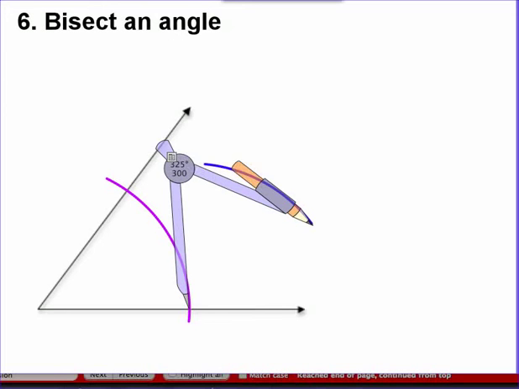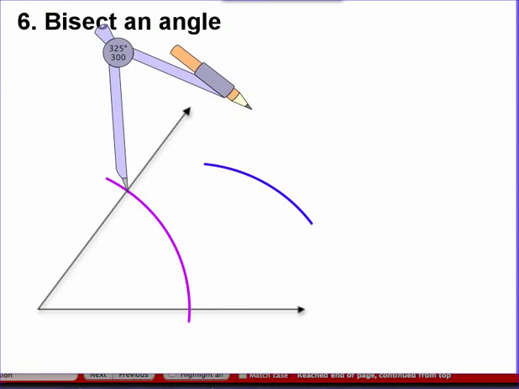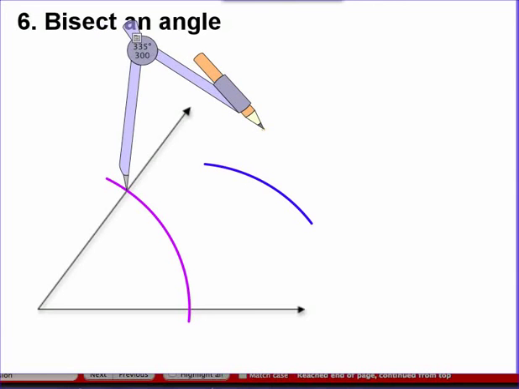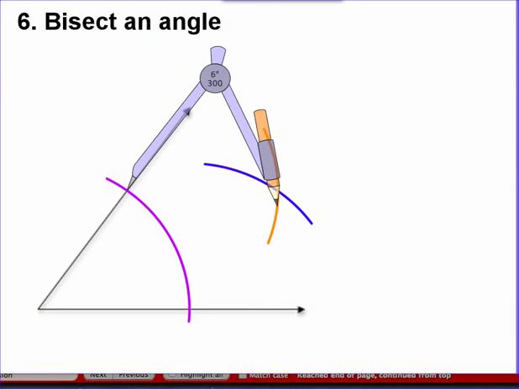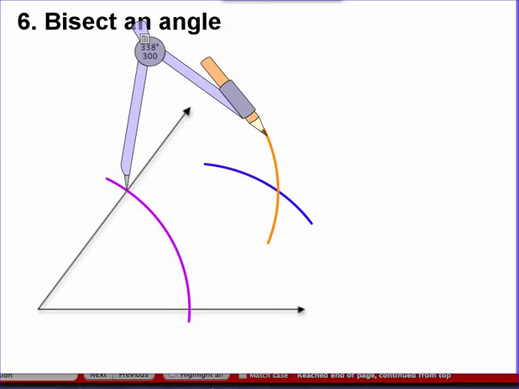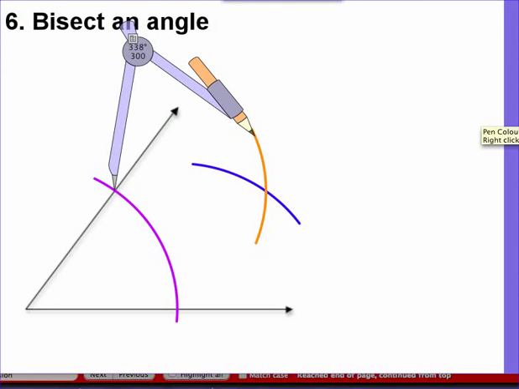And then can you guess what I'm going to do? I'm going to go to the other point right here, leave your compass at the exact same setting, and now what are you going to do? I'm going to swing it, and what I should do is intersect the first arc that I made. And then you just draw a line from the vertex of the angle through the blue and the orange. So if I draw that through, that is the angle bisector.